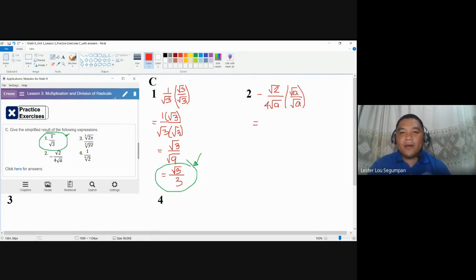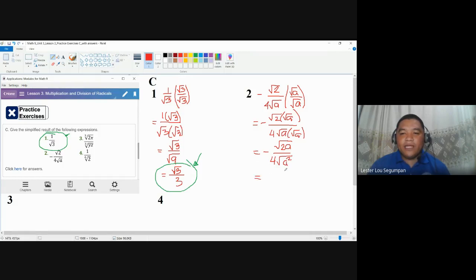You have negative times positive. Rule of signs for multiplication, still negative. And then you have square root of 2 times square root of a all over 4 square root of a times square root of a. Further, you have negative square root of 2. Okay, how do we multiply radical expressions? We copy the root or the form of the radical expression, in this case square root, and then we multiply the radicands. That's 2a all over 4 square root of a times a is a squared.